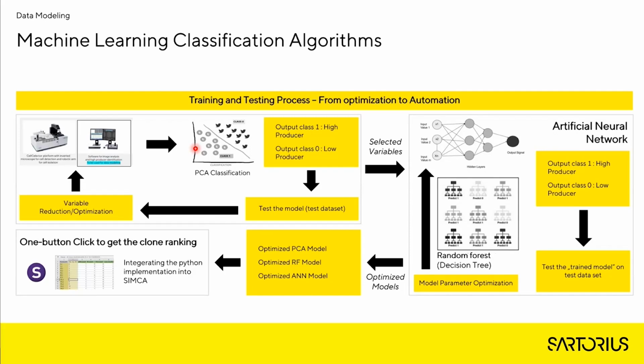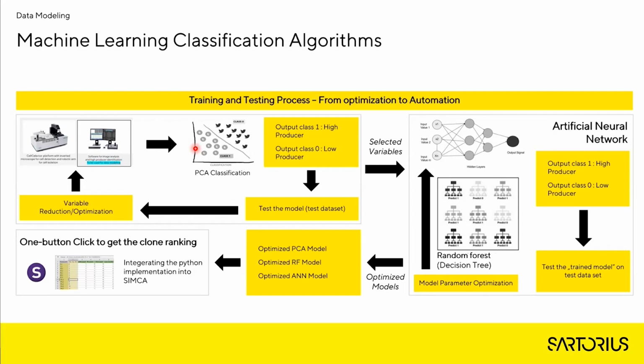And considering that at the end of this step, you will have your optimized models, let's say optimized PCA, optimized random forest, and optimized artificial neural network. Each of these models separately would give their weight, as we call it, for example, the sum of classifier variable.